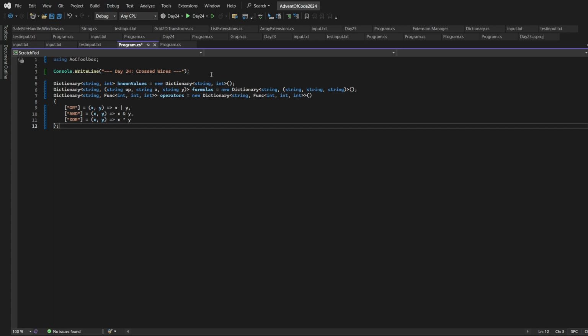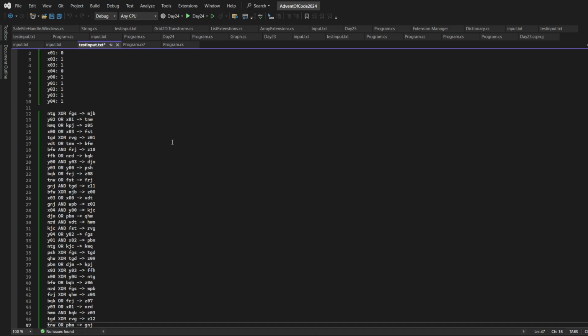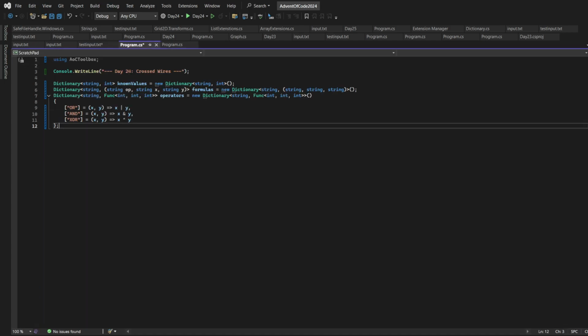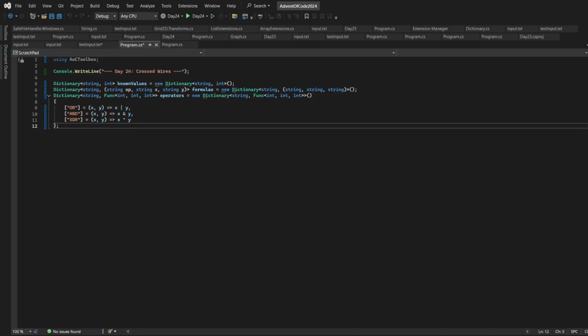But to begin with, we will have a dictionary of our known values. I'll also need to grab this input here. So this is what our known values will be. And we will also have our formulas, which will be the next section, like these here. And we will also define these operators.